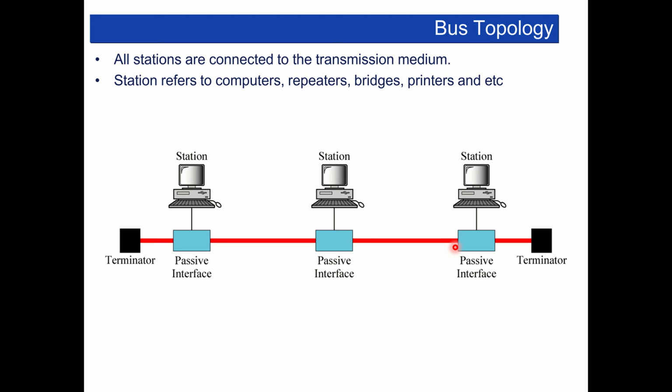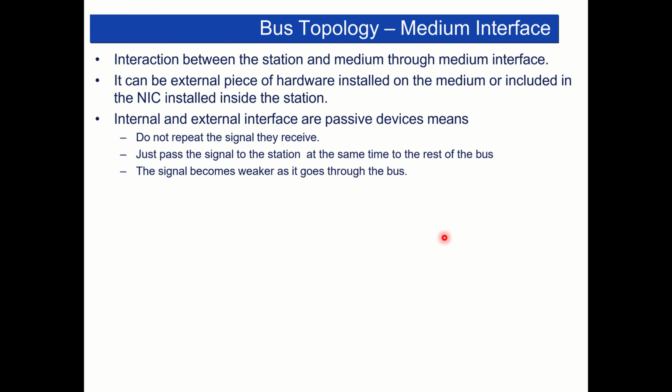So for the interference, the reflected signal, because if you don't have the proper termination, the reflected signal may interfere with the new signal being transmitted, which will lead to signal degradation. Signal reflection can also distort the original signal, making it harder for devices to interpret the data correctly. So that is the interaction between the station and the medium through the medium interface.